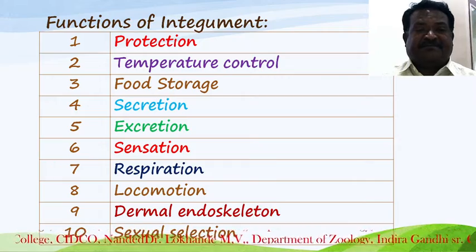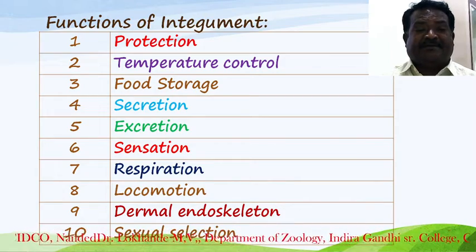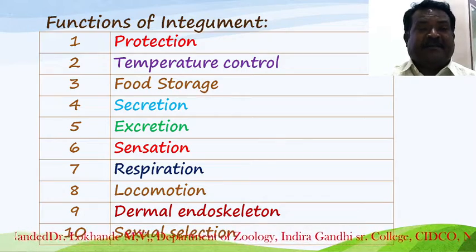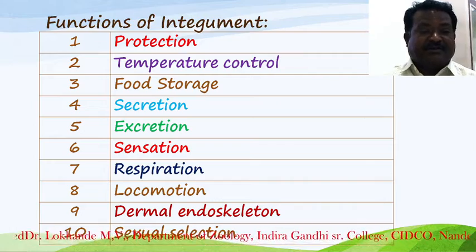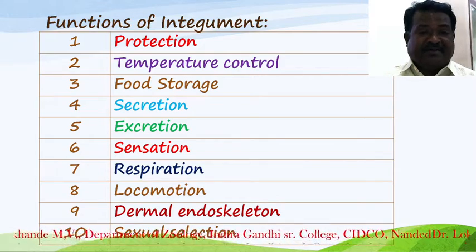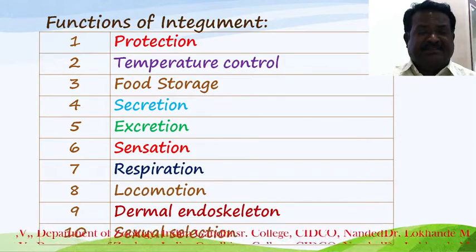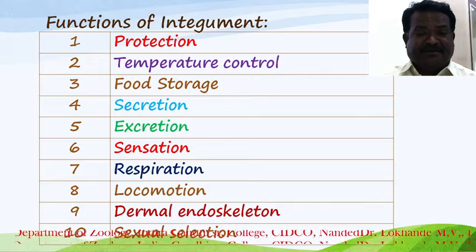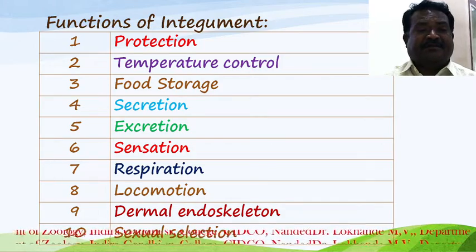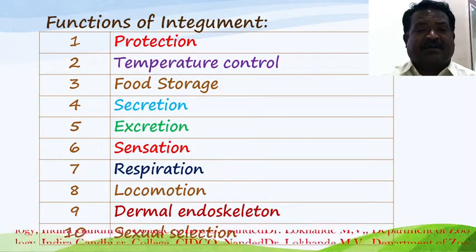Then the excretion. Excretion is normally done with the help of the kidney, but a number of animals excrete through the skin, and the skin is important for excretion. Those animals living in a terrestrial mode of life excrete through the skin. Then the sensation. Sensation is nothing but the sense of touch, and the skin is very sensitive in animals. That's why sensation is done by the animals through the skin, or the integument.